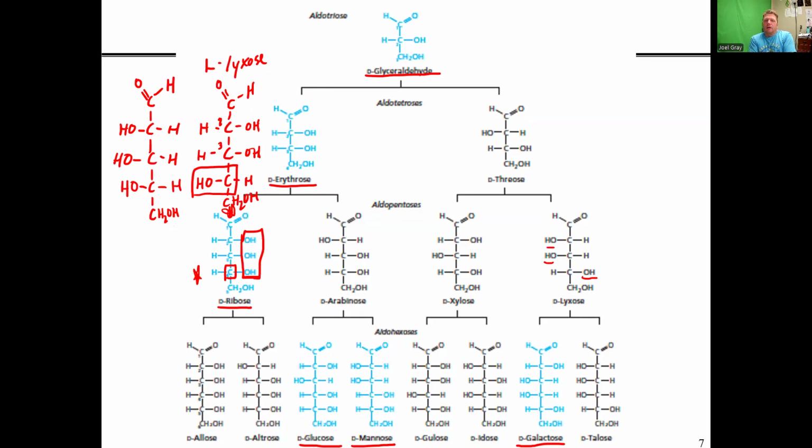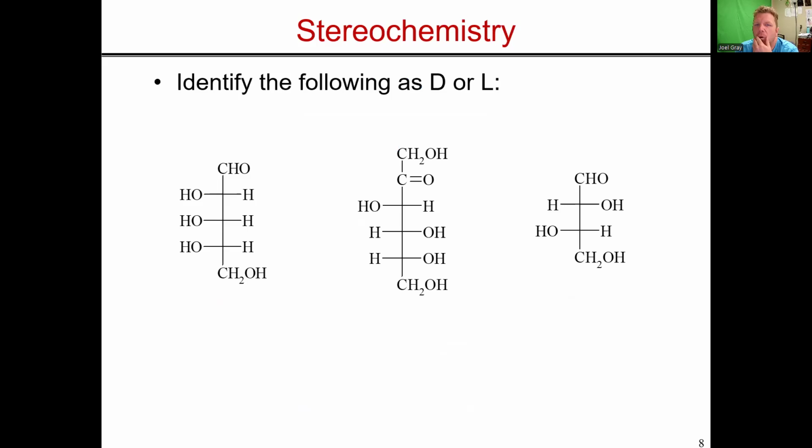Now, with that said, I want you to know all of these 6 structures. D-glyceraldehyde, D-erythrose, D-ribose, D-glucose, D-mannose, D-galactose. I also want you to be able to flip-flop between D-galactose and L-galactose, should I ask for that. Now, if you look at these sugars right here, identify them as a D or an L sugar. This is definitely a question that you'll have on your exam.